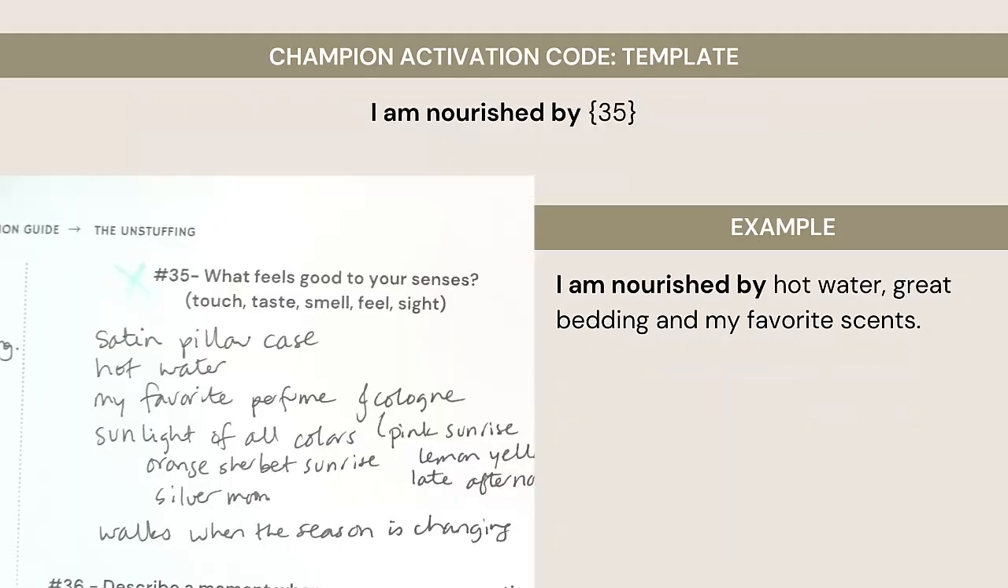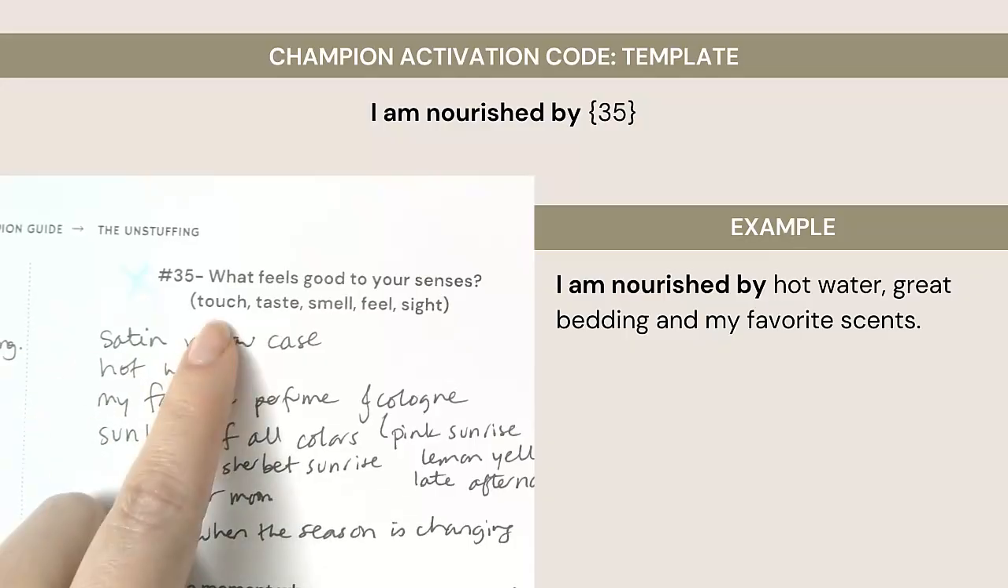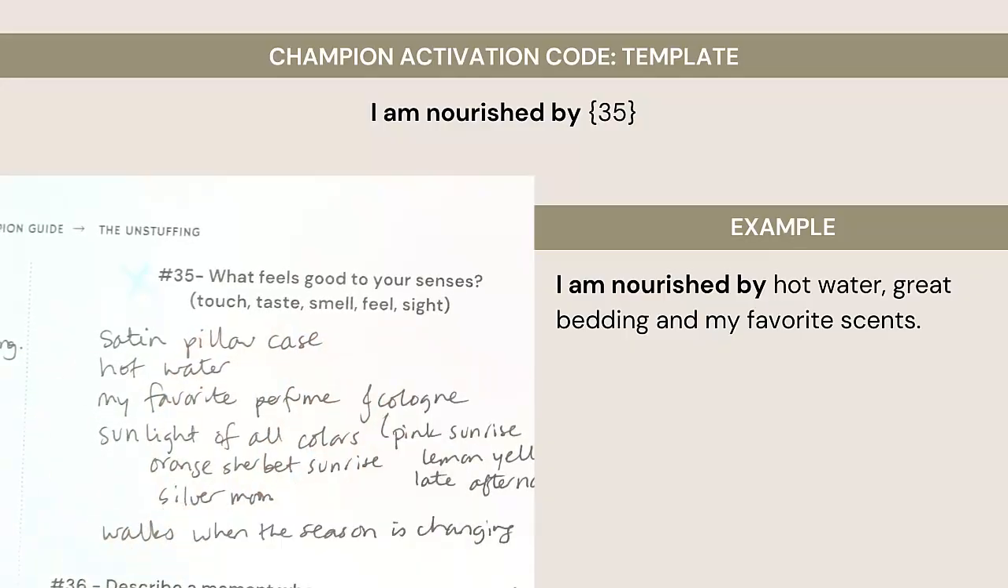Our next sentences put us in the home stretch. I am nourished by things that I find in 35. So here we're looking at what feels good to your senses. And these are tastes and food, but also more than that, right? Touches, smells, feels, and sights.